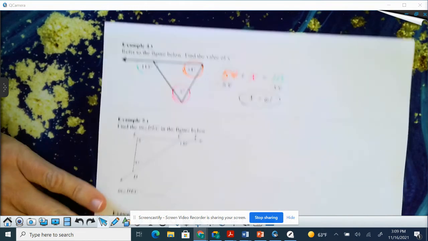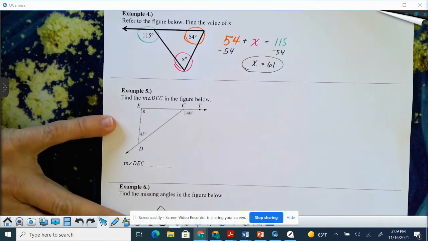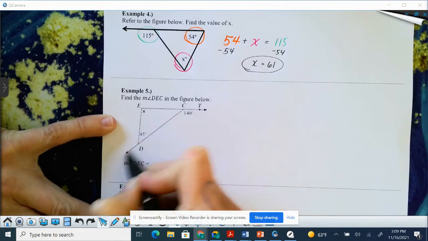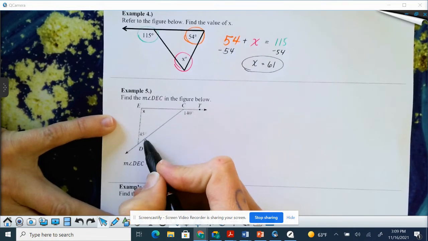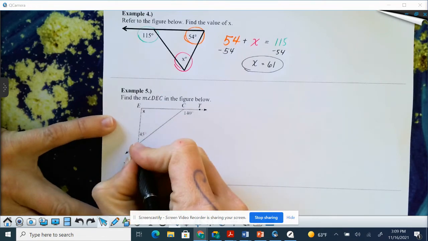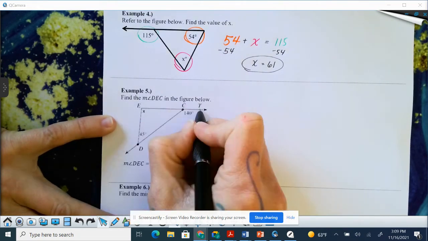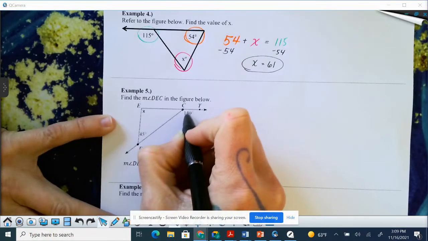All right, so this one looks a little different. We're solving for X again. They just extended, but this is still a triangle. It doesn't have stop points on the corners. It kept going on this side and kept going on this side. But this is an exterior angle.